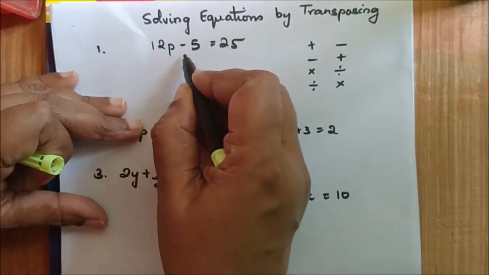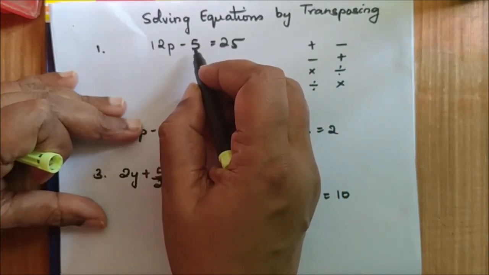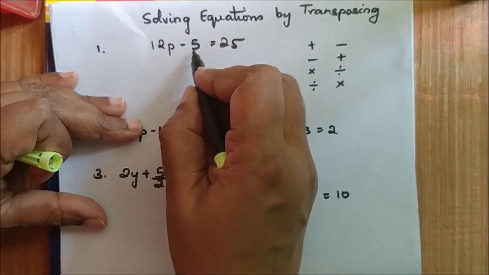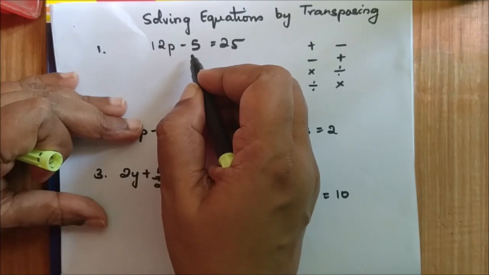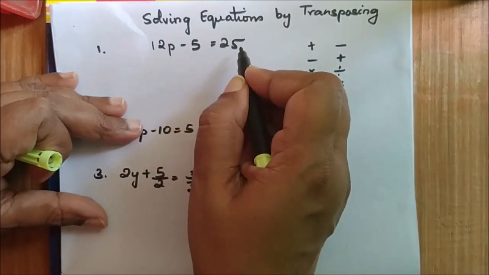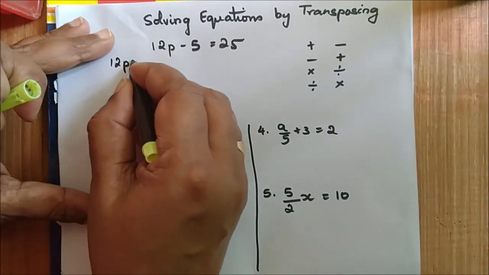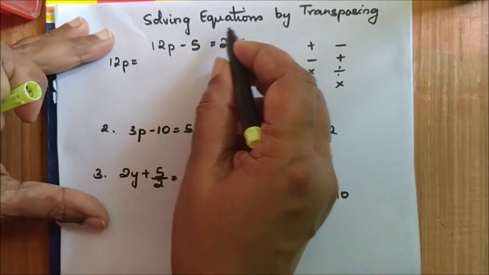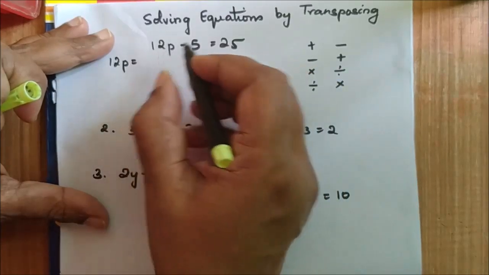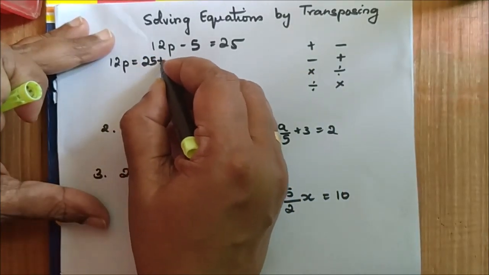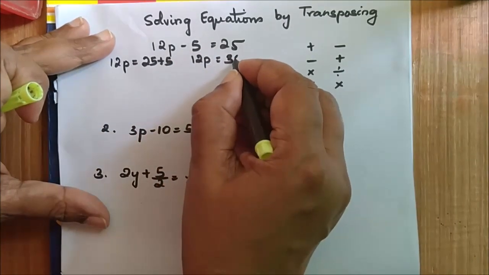I have 12p minus 5 equals to 25. Earlier what we used to do, we used to add plus 5 on both the sides and remove this minus 5, isn't it? If there was minus 5 on left hand side, we used to add plus 5 on both the sides. Now in this method what we do is 12p is equals to, I take my minus 5 to the right hand side. So when minus 5 goes to the other side, it becomes plus 5. So 25 plus 5. Okay. Therefore, I have 12p is equals to 30.